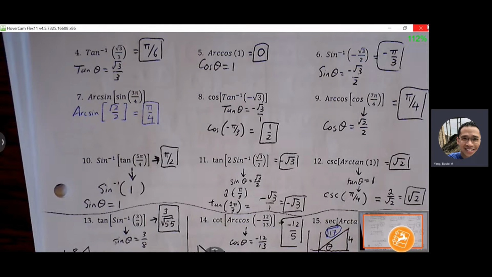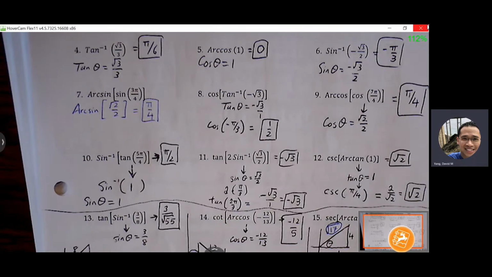Let me show the bottom half for those who are already wanting to check. I'll shift this back to the top for those who need it.